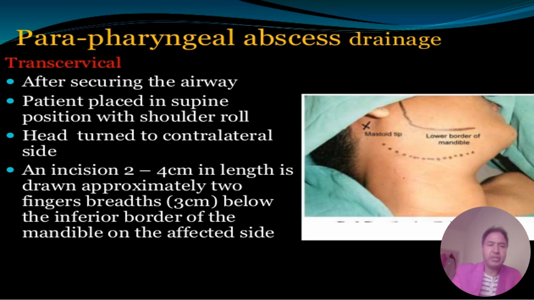Parapharyngeal abscess drainage, external approach. After securing the airway, the patient is placed in the supine position with a shoulder roll, head turned to the contralateral side, and an incision 2 to 4 centimeters in length is drawn approximately 2 fingerbreadths below the inferior border of the mandible on the affected side. This is the lower border of the mandible, so this is the incision line, but usually we don't need to make such a big incision unless we are doing it under GA.